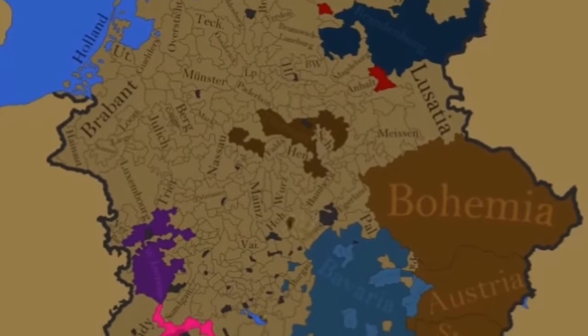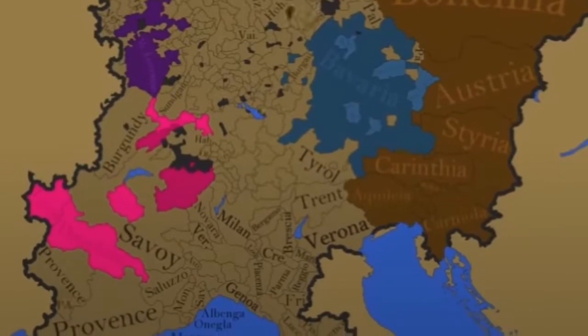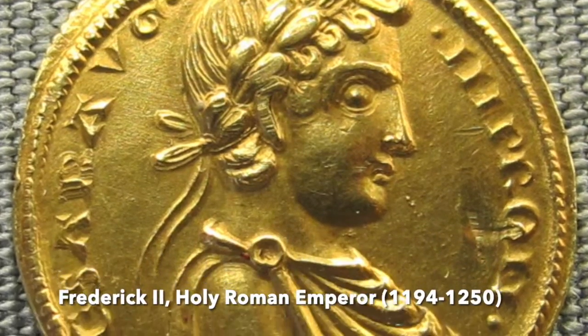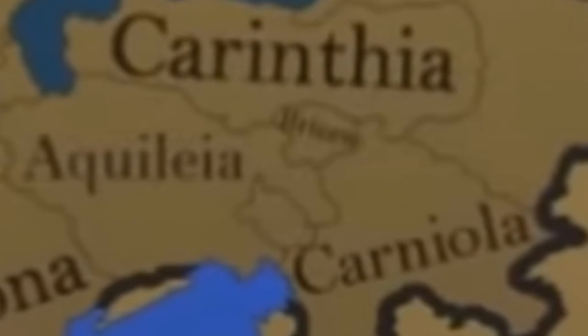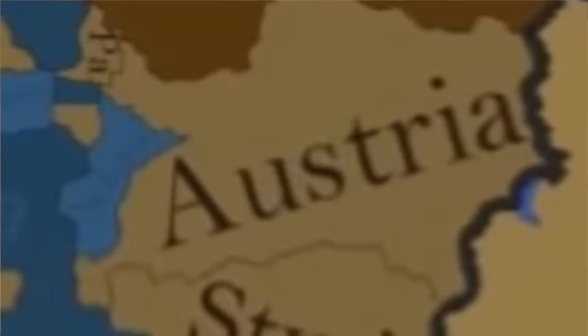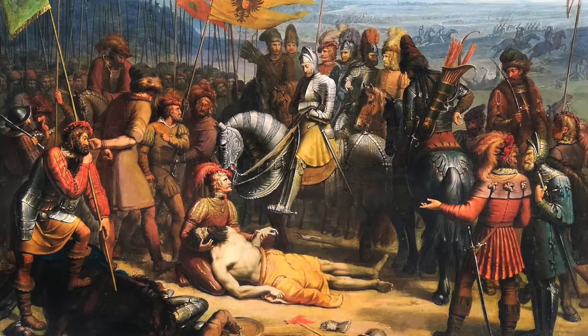Now he became Count of Habsburg in 1239, but his election as King of Germany in 1273 marked the end of the Great Interregnum, which had gone on since the death of Frederick II, who I have mentioned in a previous video. In 1276 he became Duke of Carinthia and Carniola, and 2 years later became the Duke of Austria and Styria, taking those territories from King Ottokar II of Bohemia at the Battle of the Marchfeld.